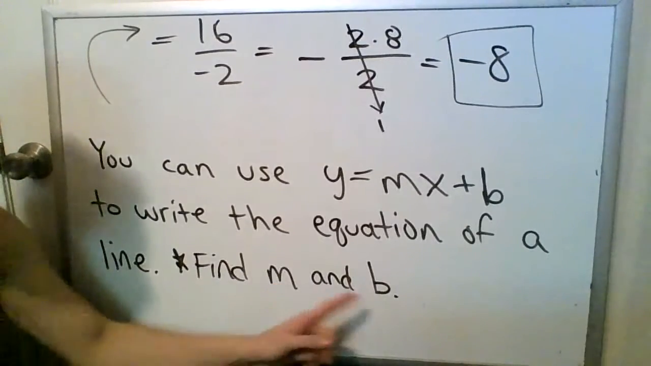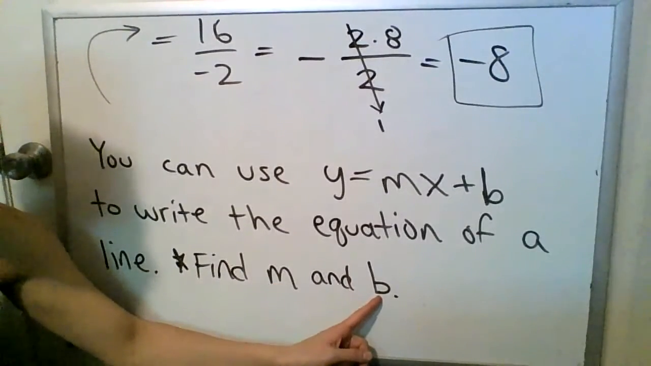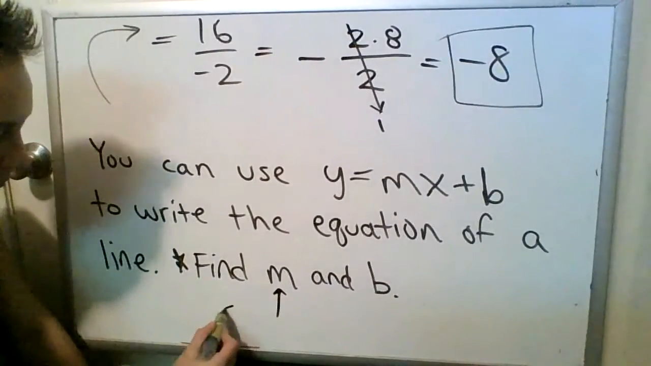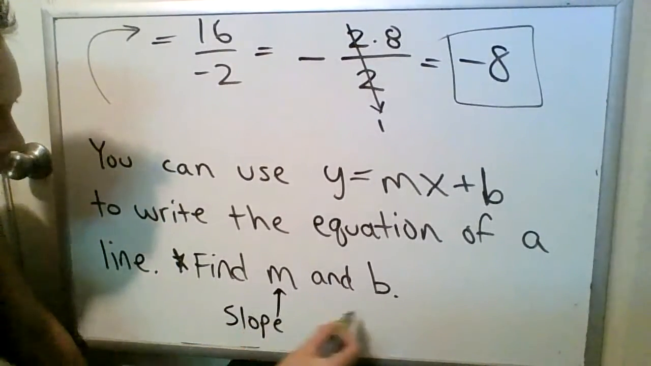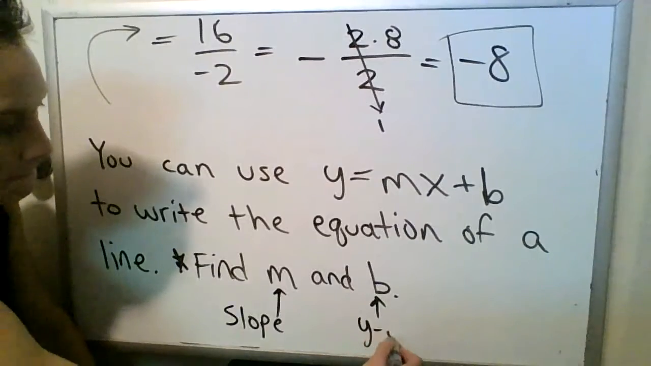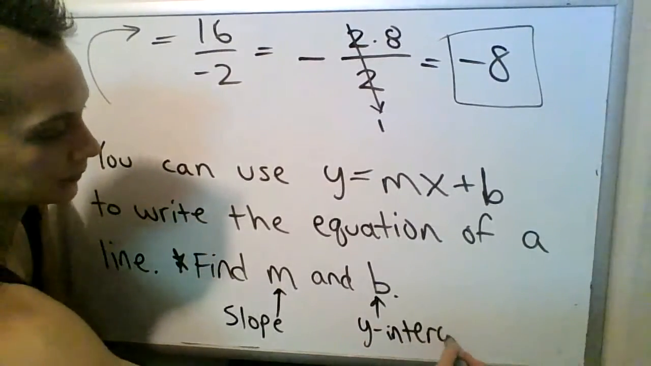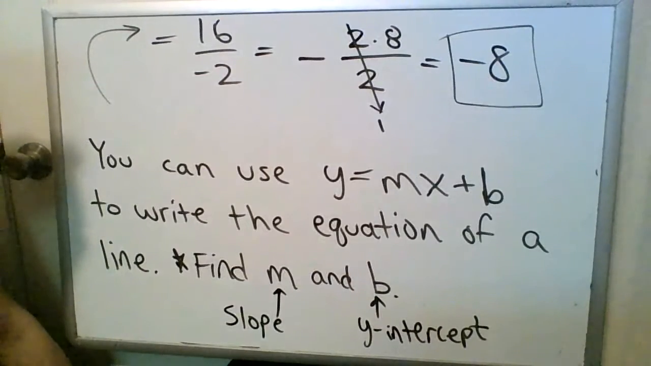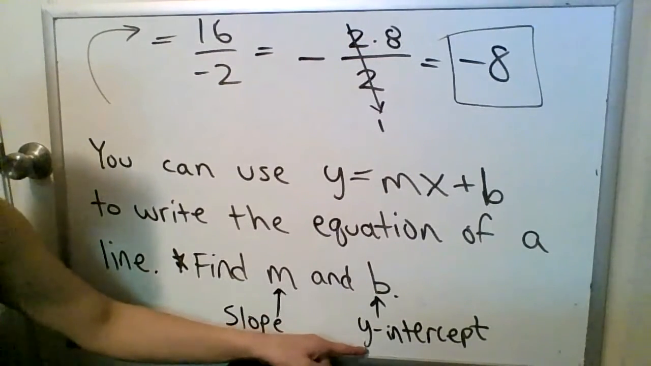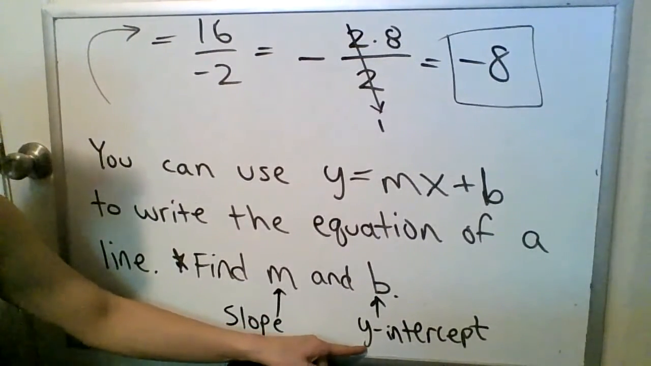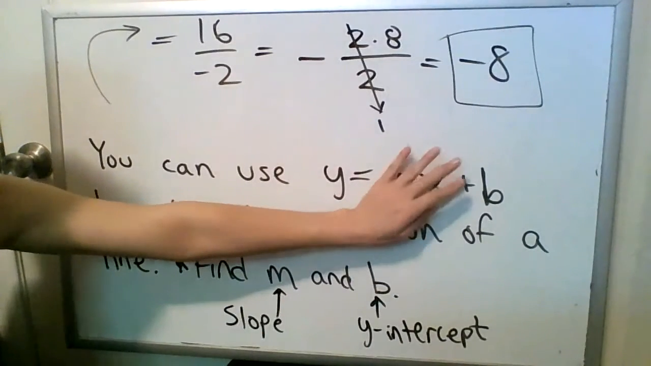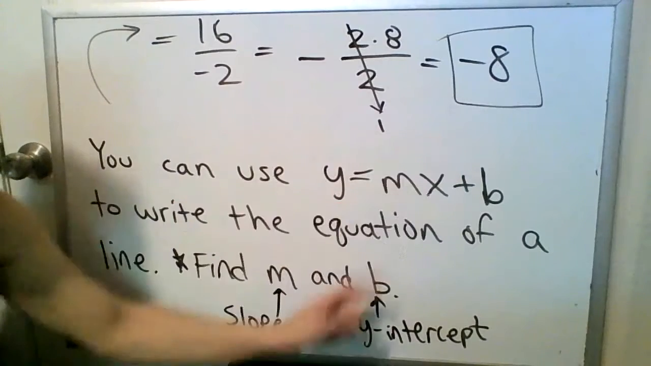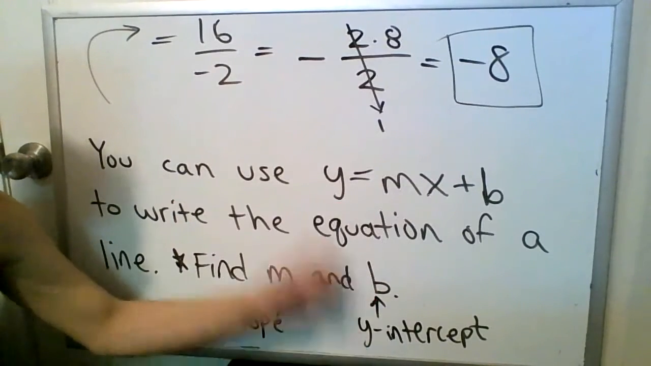M is called the slope. B is called the y-intercept. Because if you remember, in your y-intercept, you put x equal to 0. If there's a 0 here, this number is gone and you get y equals b. And that's why we're going to call that b, the y-intercept.